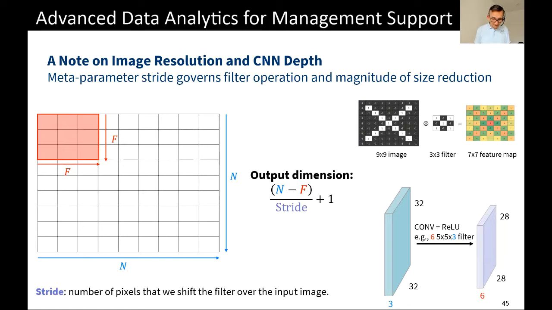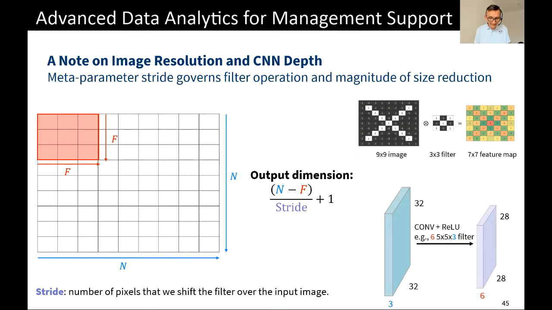Yeah, so if the stride is equal to 1, then we have essentially 32 minus 5 plus 1, right? And that is 28, isn't it? That makes sense. So here it works out.